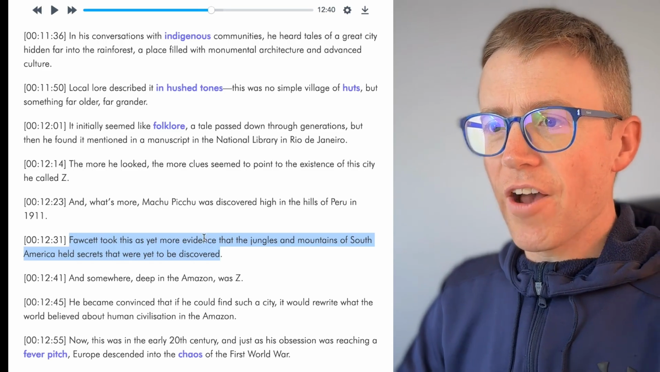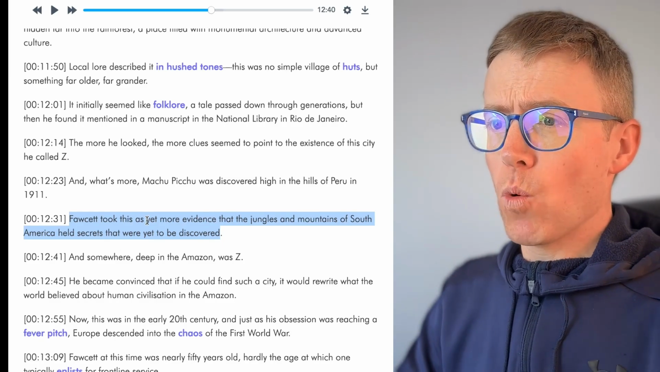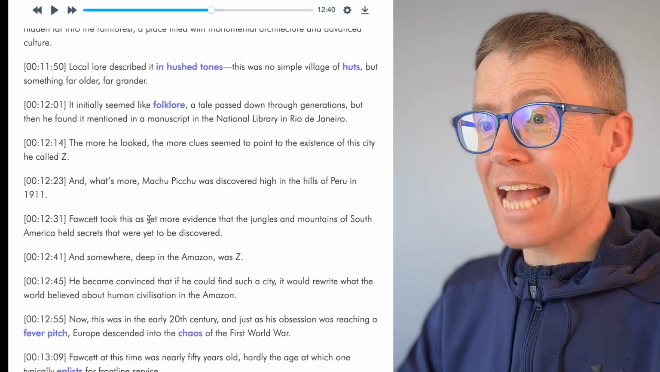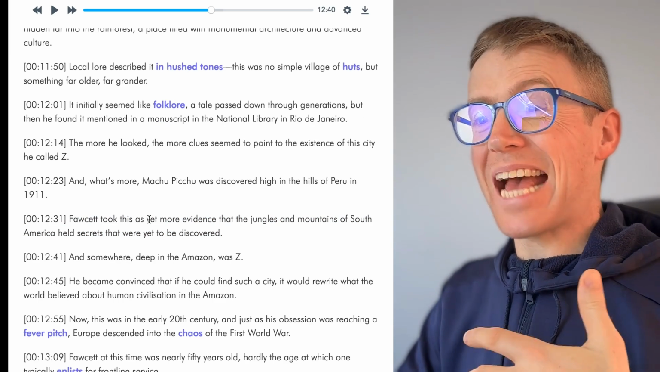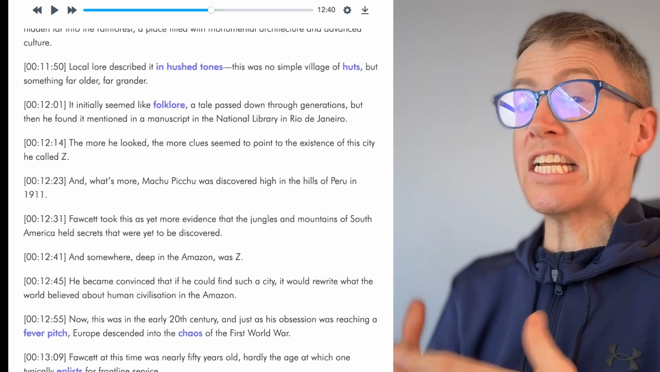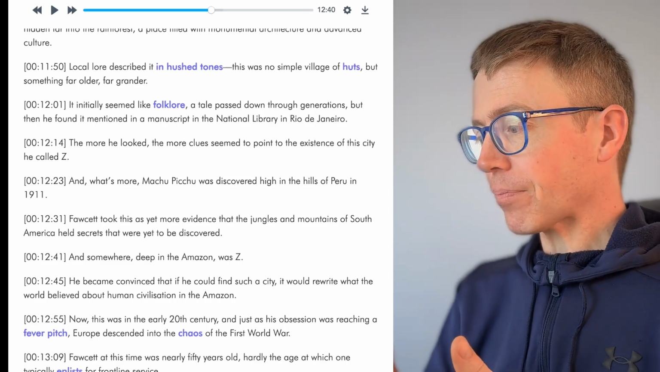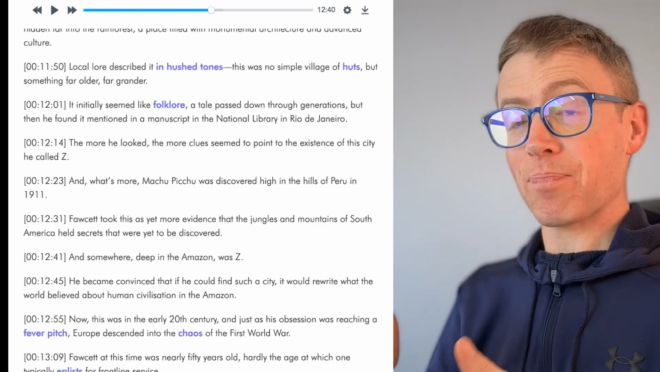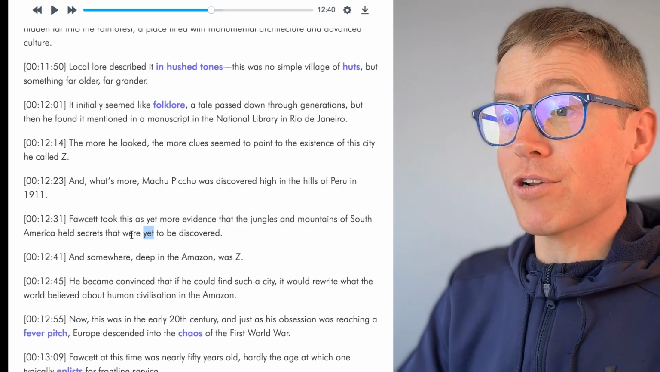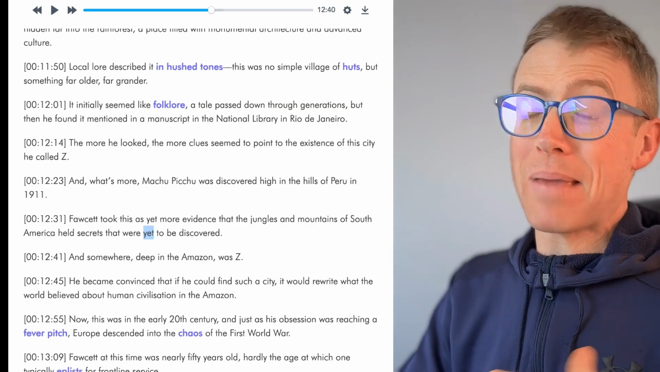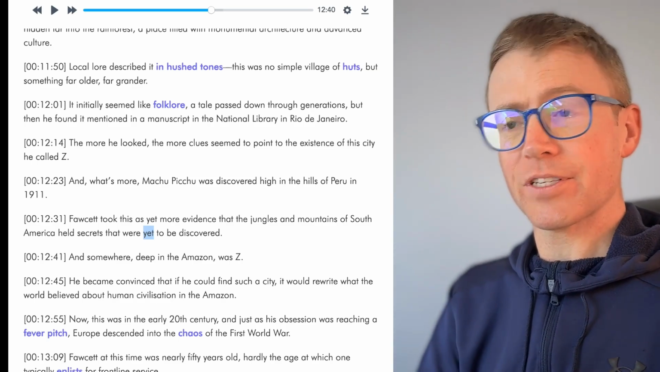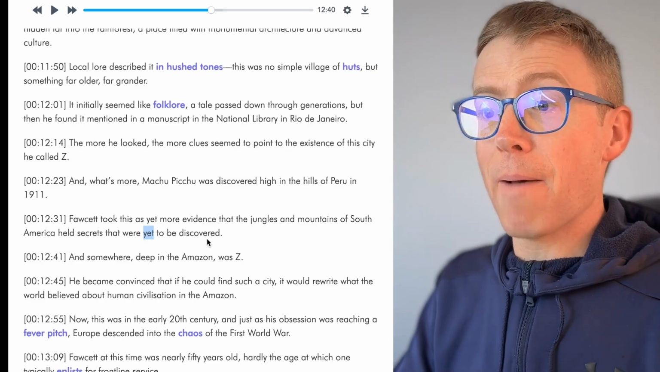to be discovered. Okay, let's pause and just talk about this sentence, because we have two different meanings of the word yet. So Fawcett took this as yet more evidence. Here, it's being used as an intensifier, saying that there was already evidence, but here is even more evidence. So it's like saying there is an additional piece of evidence. I have yet more things to tell you. Or he has made yet another mistake, another one on top of mistakes that were made in the past. And we also have this yet held secrets that were yet to be discovered. This means still or up to this point. So at this point in time, these secrets had not been discovered. So just in this sentence, we've got two different meanings of the word yet.